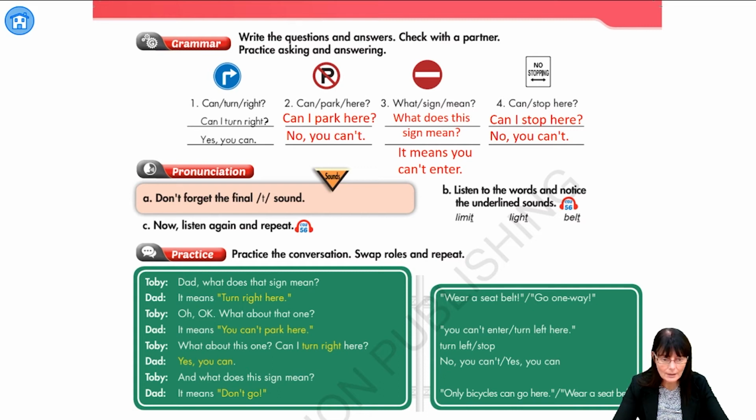Alright. Then on the right of the page, you've got some other examples that you can use. So you've got wear a seatbelt or go one way, or it means you can't enter, or turn left here, or you can turn left, or you can stop. You've got other examples, so no you can't or yes you can. And then at the very bottom, it's only bicycles, so only bicycles can go here. So it means no cars allowed, only bicycles. Or don't forget, wear a seatbelt for safety. And on that, we'll move to the next slide.